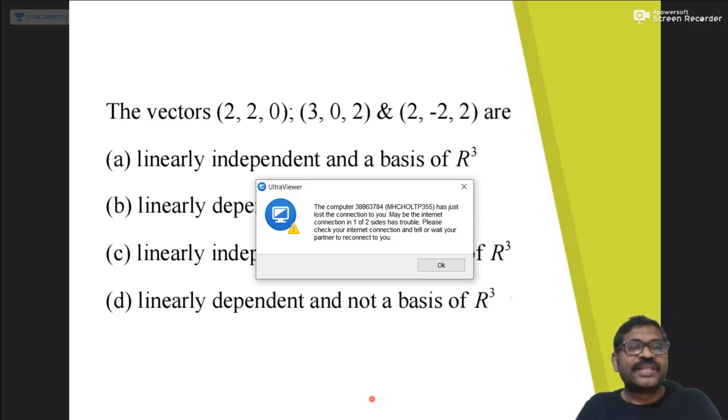Next, the vectors 2 2 0 and 3 0 2 and 2 minus 2 2 are linearly dependent and basis of R cube, or linearly independent and basis of R cube. Which one? You have to examine. Okay, first you try. I have explained all the concepts. First you try how to examine.